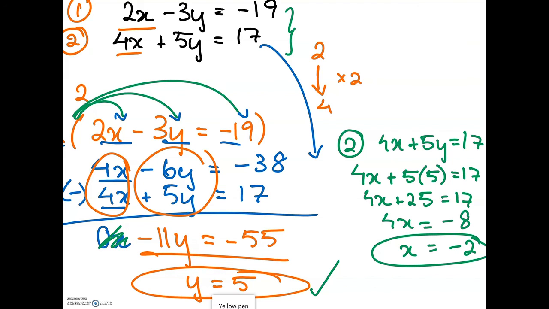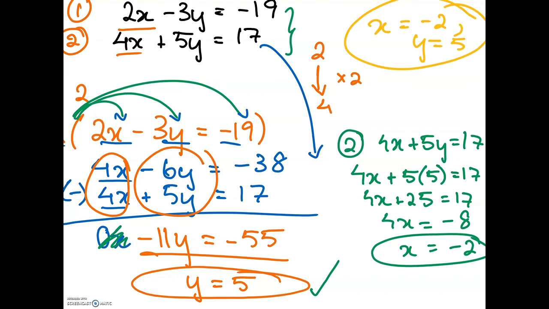That means your final answer for this question is x is equal to negative 2 and y is equal to 5. So we have two different solutions for this. So one solution for x and one solution for y. And that's how you solve systems of linear equations.